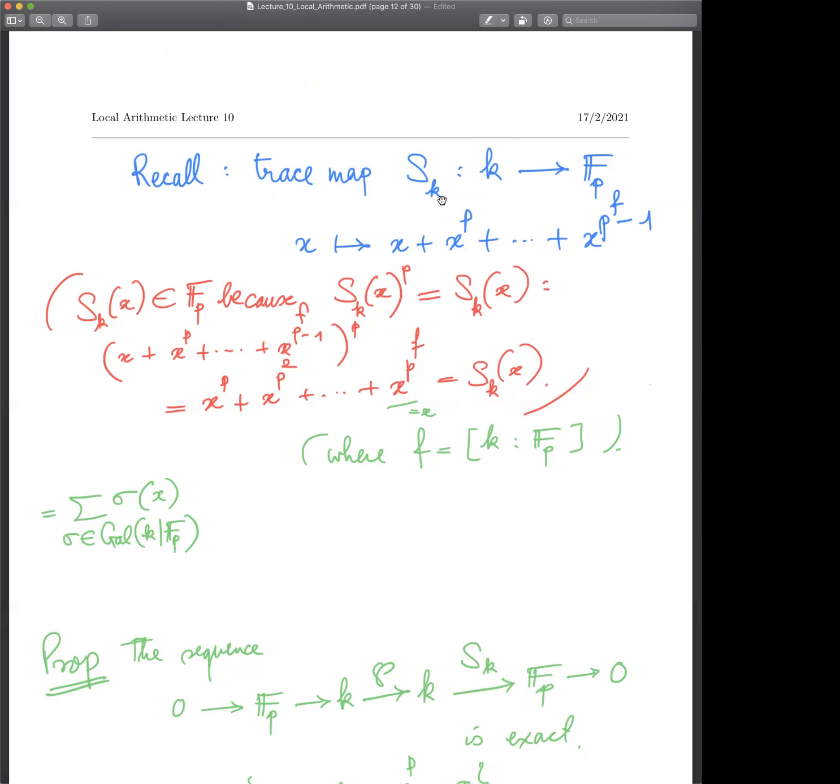So the trace S_k from k to F_p is defined as follows: it takes x to the sum of all conjugates of x. And the conjugates are x itself, x to the power p, x to the power p squared, all the way up to x to the power p to the f minus 1. It's not f minus 1. It's p to the f, which could have been called q. So it's q minus 1.